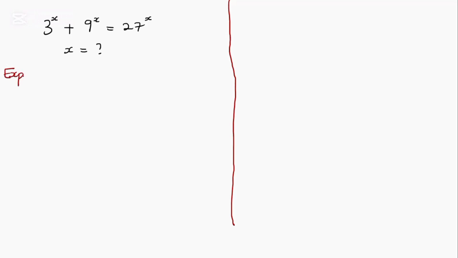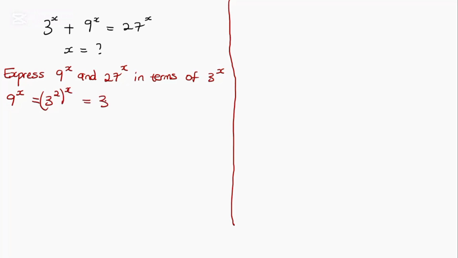So I'm going to do this right here. Express 9 raised to the power of x and 27 raised to the power of x in terms of 3. By doing that, 9^x is equal to (3^2)^x, which is equal to (3^x)^2. So we are going to write it as this. And for 27^x, in terms of 3 it is (3^3)^x, and I'm just going to rewrite this as (3^x)^3.